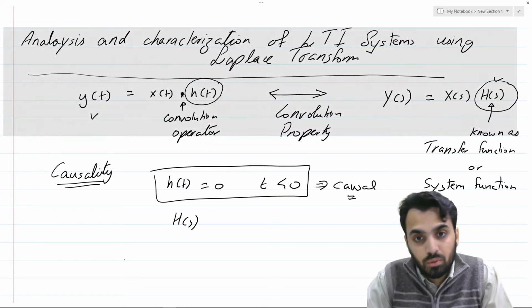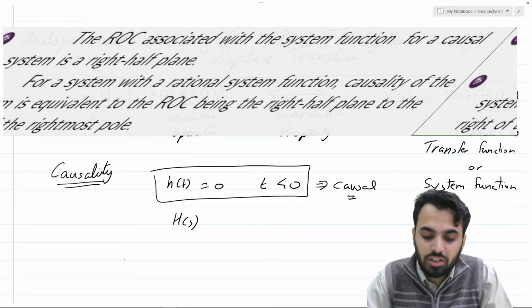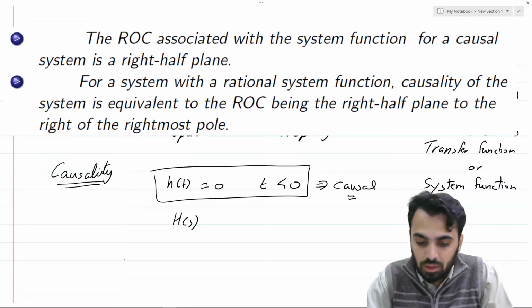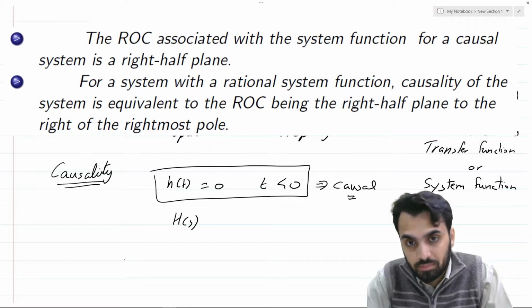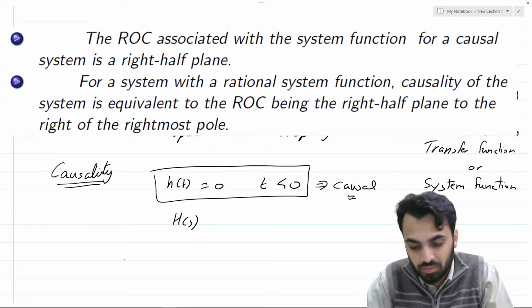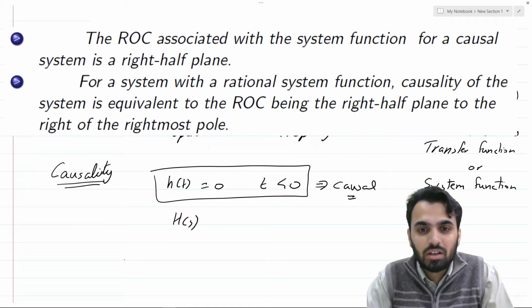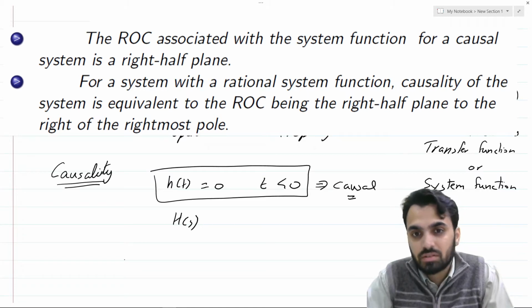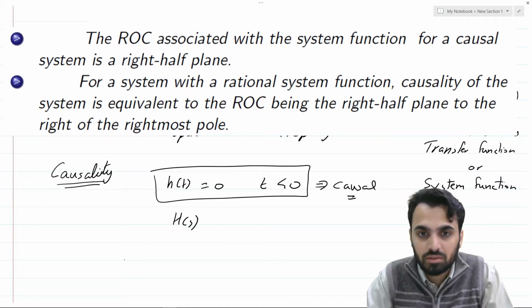Specifically, we have two definitions. The first one is that the region of convergence associated with the system function or transfer function for a causal system is a right half plane. Also, for a system with a rational system function, causality of the system is equivalent to the region of convergence being to the right of the rightmost pole. The statements look a little confusing at first, but they are very straightforward. So let us understand and analyze the causality of a given system with the help of some examples.